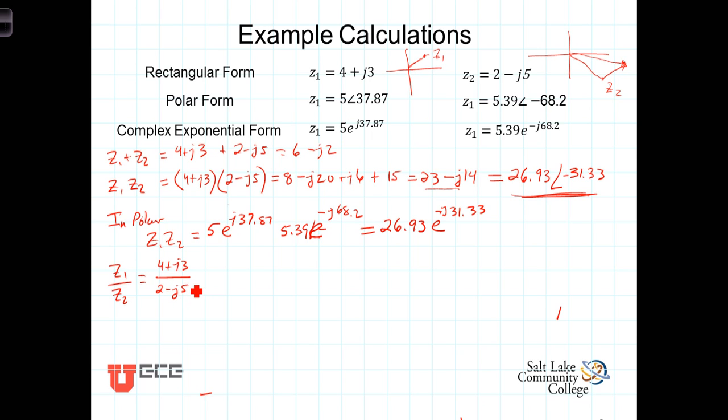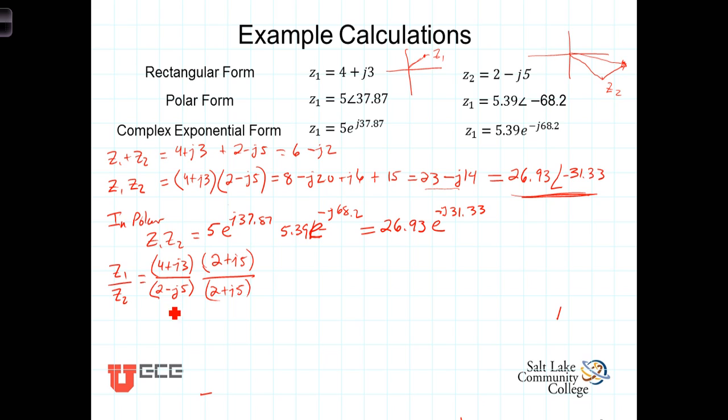You'll recall that in college algebra they taught us to do this division by multiplying numerator and denominator by the complex conjugate of the denominator, effectively rationalizing the denominator so that we get a pure real number in the denominator, and then the numerator falls wherever it may. So we're going to multiply numerator and denominator by 2 plus j5 over 2 plus j5. 2 plus j5 is the conjugate of 2 minus j5.